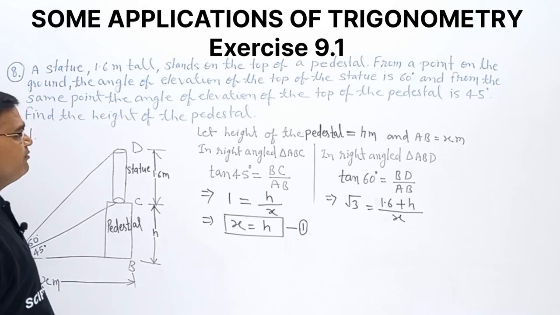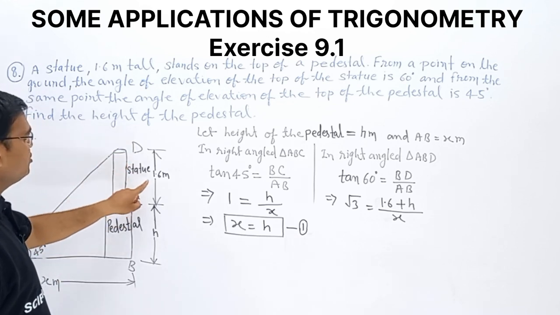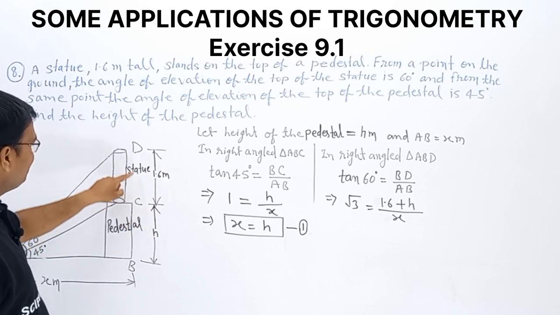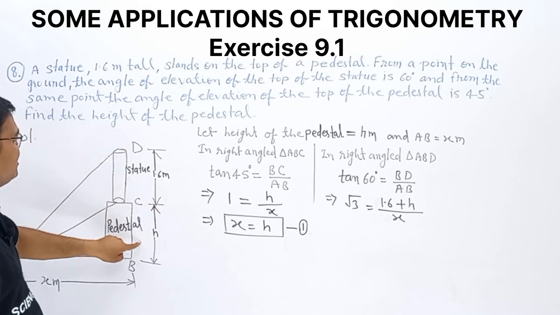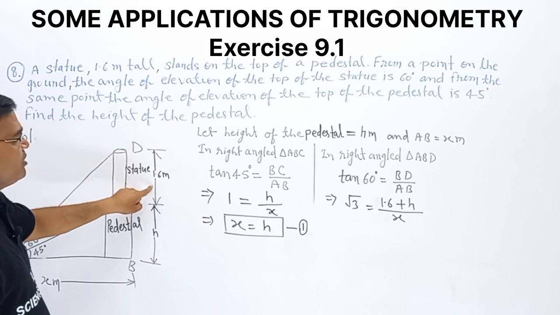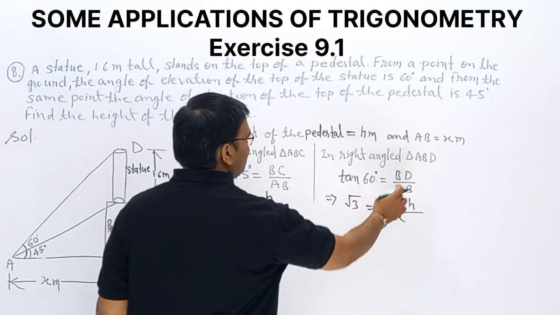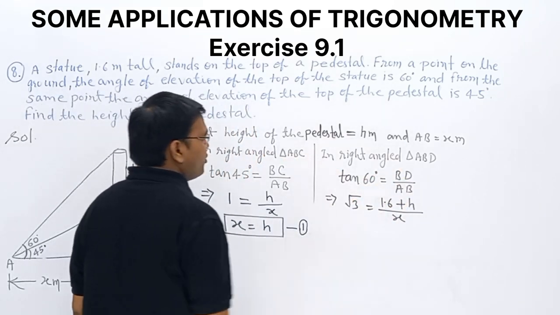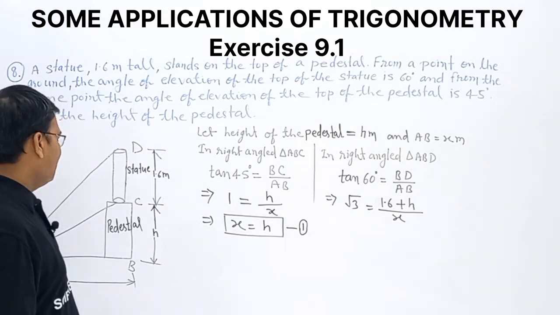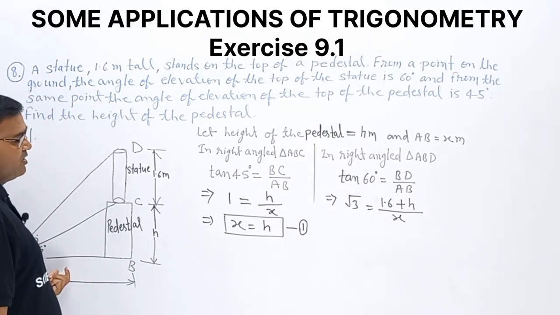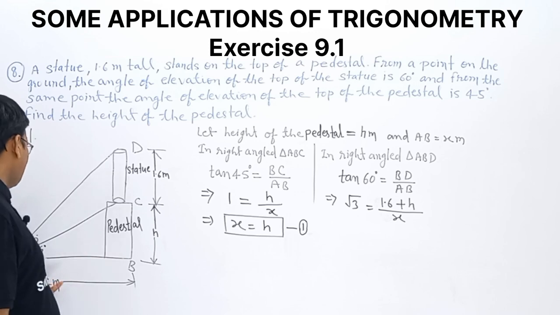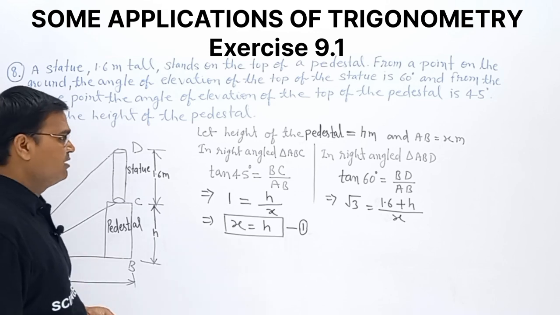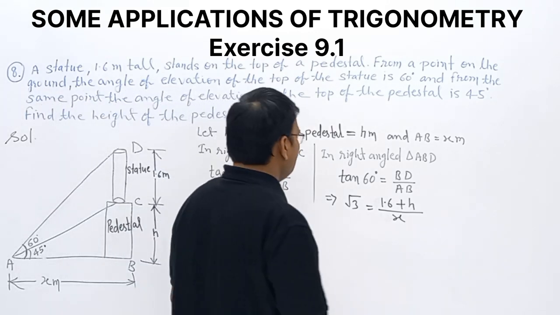Base. Now putting the values, BD can be written as 1.6 plus BD. What is BD? BD is BC plus CD. So BC is H and CD is 1.6. So this can be written as BD equal to 1.6 plus H. And AB is what? We assumed this is the distance from this point to the pedestal, and we assumed it to be X meter. Clear?